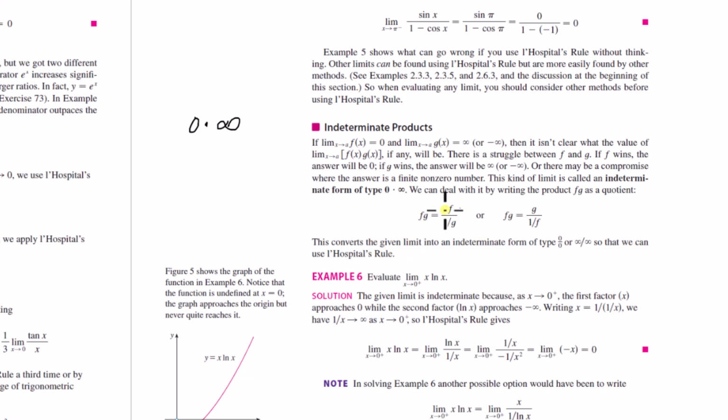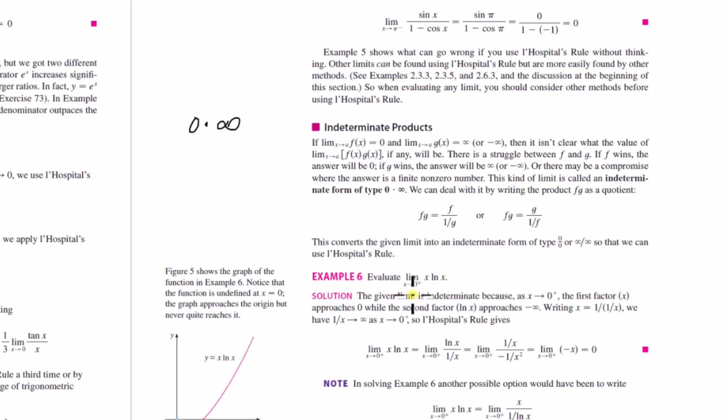So you have to memorize this. If you have an indeterminate form of type 0 times infinity, then just write it as a quotient so that you get an indeterminate form of type 0 over 0 or infinity over infinity, and then from there you can use L'Hopital's rule. That's how you solve these.